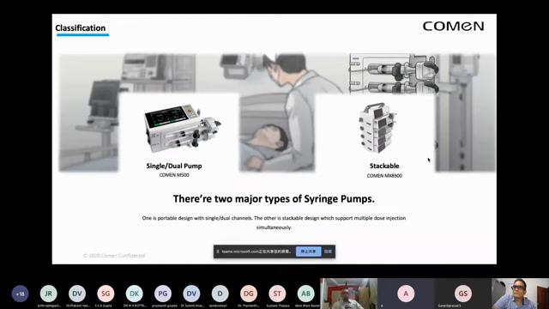Let's go in and see. For syringe pumps, there are single and dual channel, and one more, it is stackable, which means syringe workstations. There are two major types of syringe pumps. The single channel and dual channel are mostly for the general ward, and for some ICU it is enough. But for the intensive ICU and the operating theater rooms, maybe we need a stackable infusion workstation up to 6 channel, 4 channel, or 8 channel, that we can also supply.